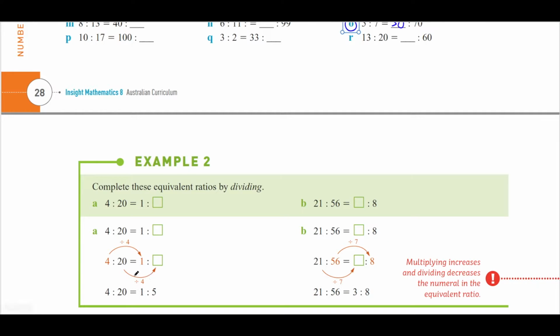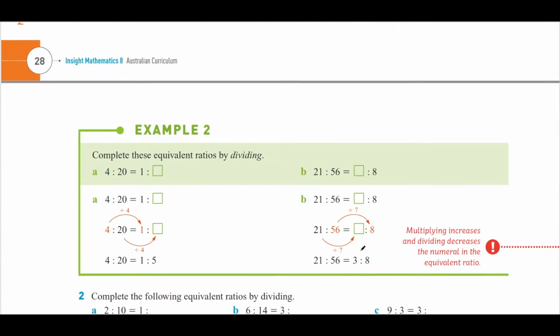Next one up, 21 to 56 equals what to 8? So basically, how do I go from 56 to 8? I have to divide by 7. If I divide 56 by 7 to get to 8, I also have to divide 21 by 7, and I get 3. 21 divided by 7 gives you 3. So that means 21 to 56 equals 3 to 8.